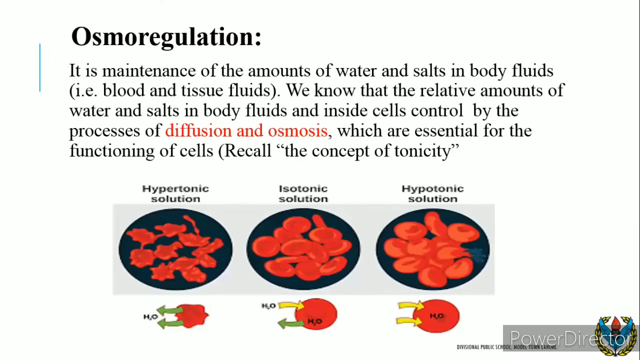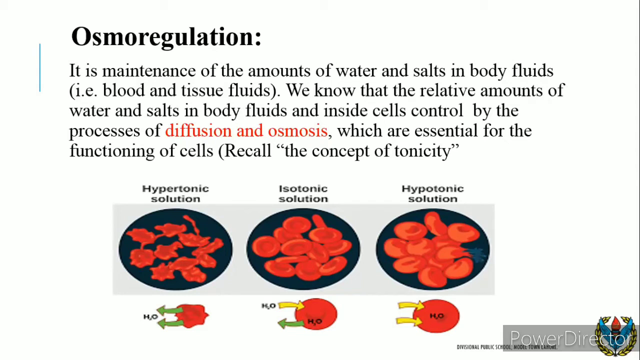Now second is the process of osmoregulation. What is osmoregulation? It is the maintenance of the amount of water and salt in body fluids. There are two types of body fluids. One is the blood and the other one is the tissue fluids. You are well aware the relative amount of water and salts in the body fluids and inside cells is controlled by the process of diffusion and osmosis.